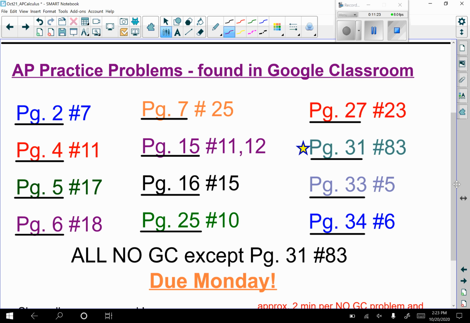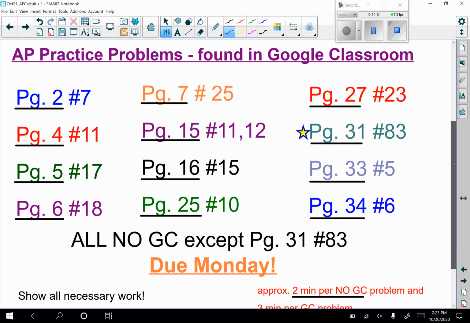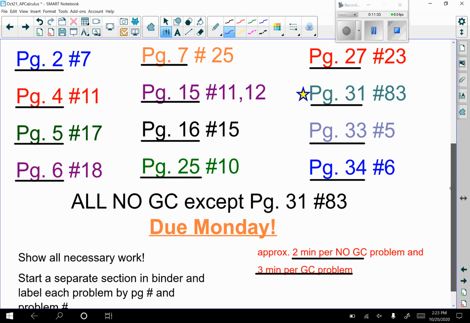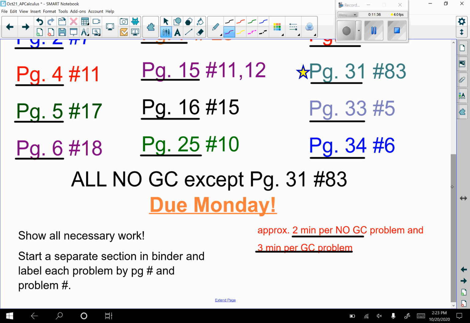These are now AP practice problems. We're going to start looking at multiple choice. First multiple choice, no calculator. Some of them will have calculators. So these are going to be the specific page numbers and the problem numbers. Please make sure you keep a separate section for all of the AP practice problems I assign. Show all necessary work. Now, typically the average time for a multiple choice non-calculator, you should have about 2 minutes. And then for a calculator problem is about 3 minutes.